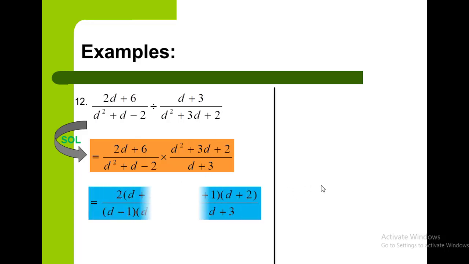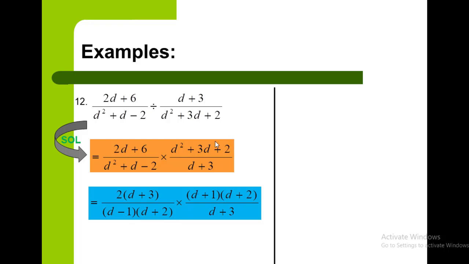Then we will start to factorize or take the HCF if we can. 2d plus 6, we will take the HCF between 2 and 6, which equals 2. Then 2d plus 6 will be 2 multiplied by (d plus 3). Factorize d squared plus d minus 2. It will be factorized into two brackets: the first one d minus 1, the second one d plus 2.